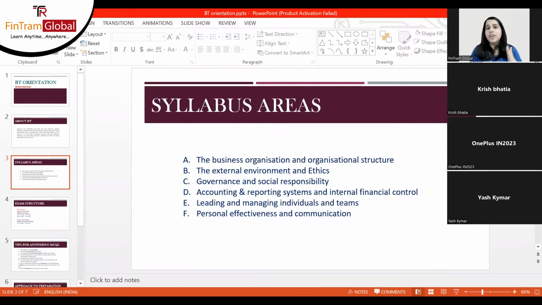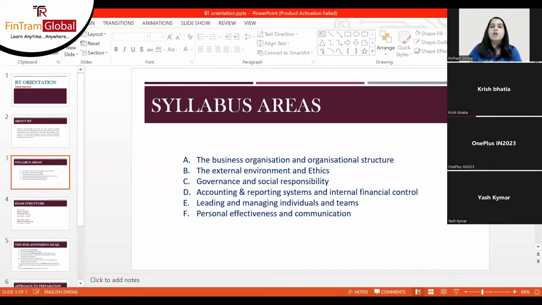ACCA's code of ethics is also covered in this, wherein the ACCA's code of ethics, which is your integrity, objectivity, professional competence, all of that is something covered here. Here you'll also be learning about some qualities which are expected of your accountants, your professional qualities and even their personal qualities.